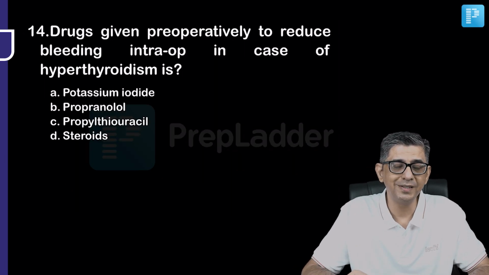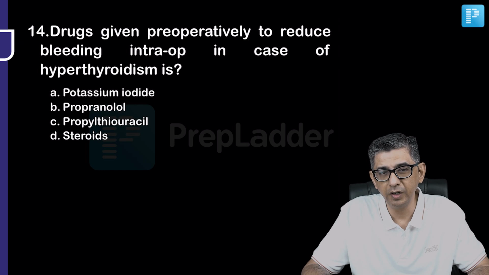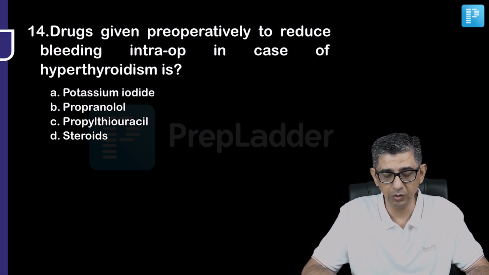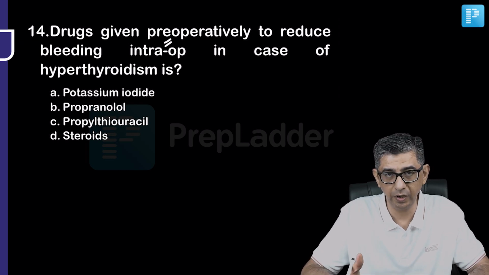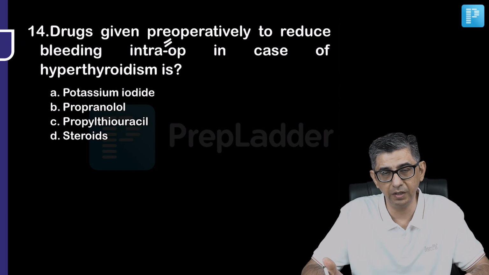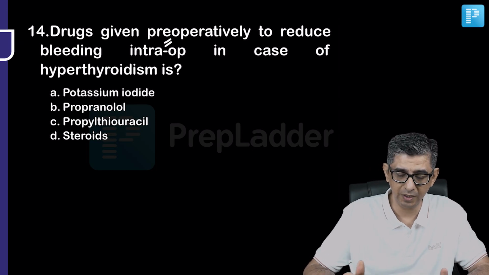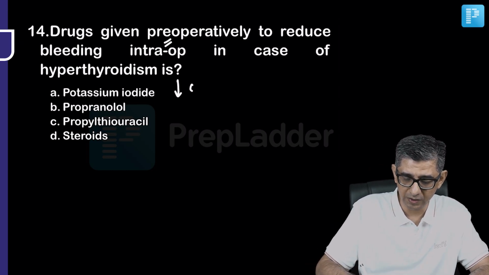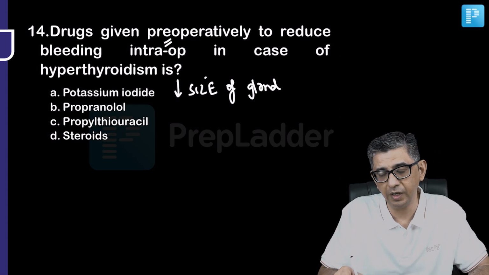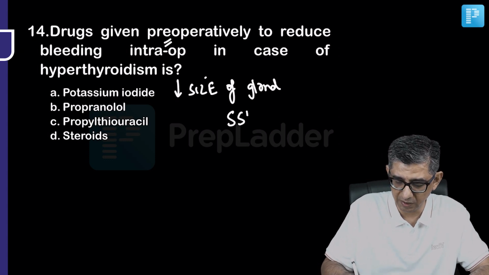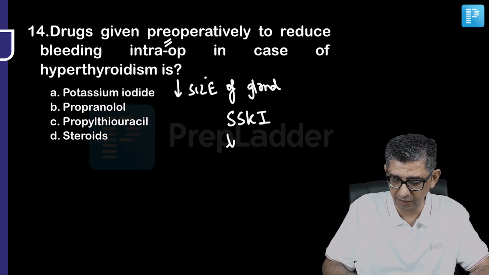Coming to the next question, he asked what drug can be given pre-operatively to reduce bleeding intraoperatively in a case of hyperthyroidism. The logic to be used is that when you're operating on a patient with a large vascular thyroid, the chances of bleeding would be increased. So we need to shrink the size of the gland. To decrease the size of the gland, we'll be using potassium iodide, of which various salts are available. Most of the time we use SSKI, that is saturated solution of potassium iodide, or in earlier times they used Lugol's iodine.